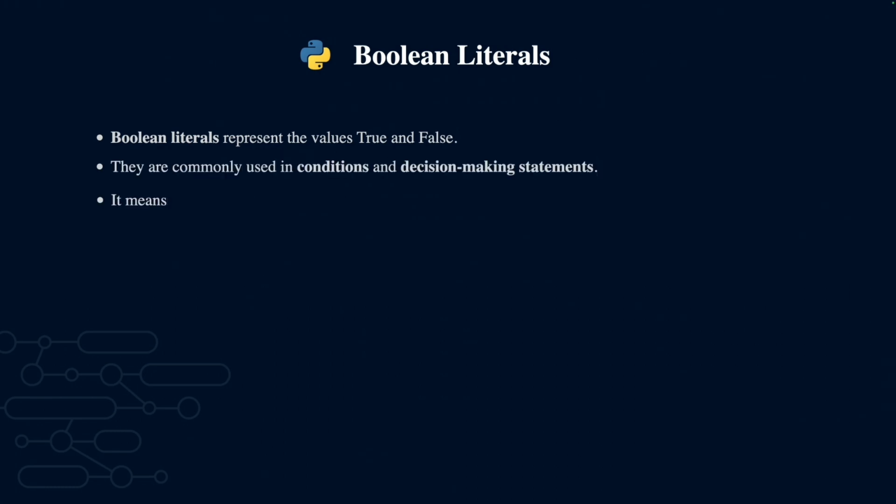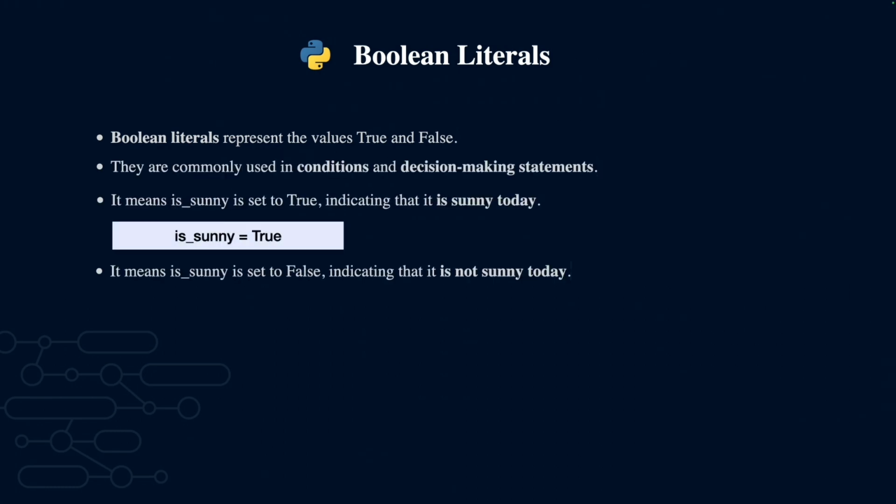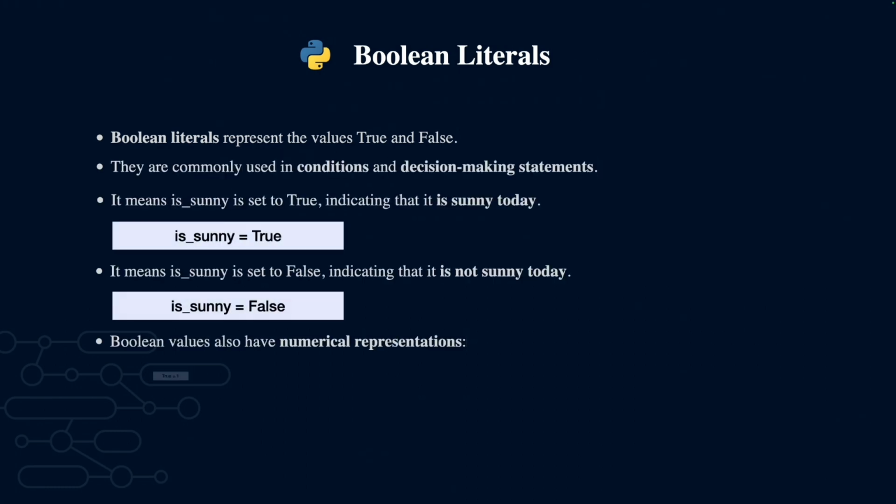Last but definitely not least, Boolean literals. Boolean literals are those that represent true and false values. We use them in conditions and decision-making statements such as if statements. For example, if we write is_sunny = True, then here, True is being assigned to the is_sunny variable, which signifies yes, it is sunny today. And if we write is_sunny = False, then it means no, it is not sunny today.